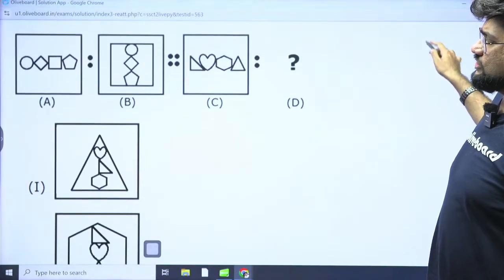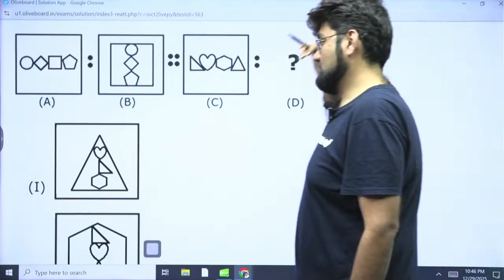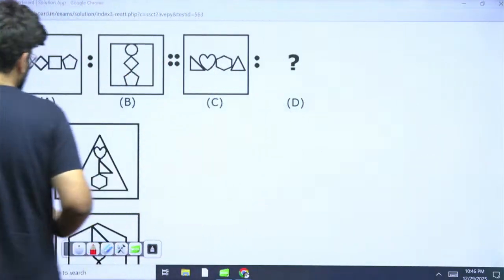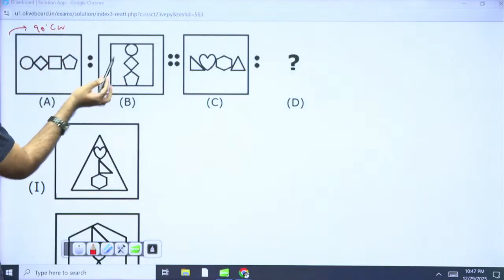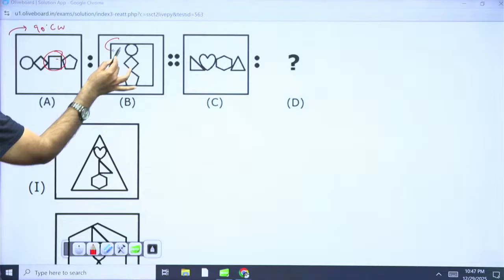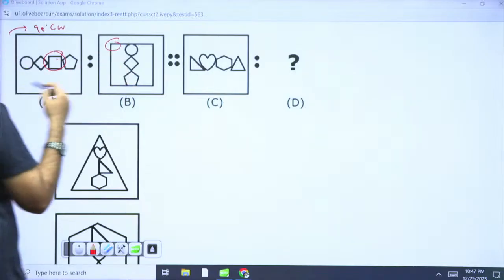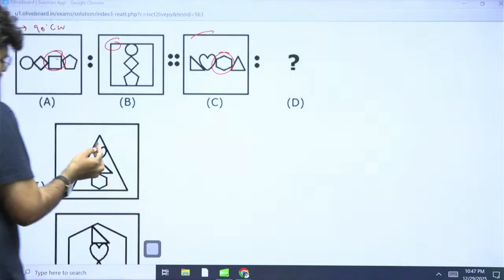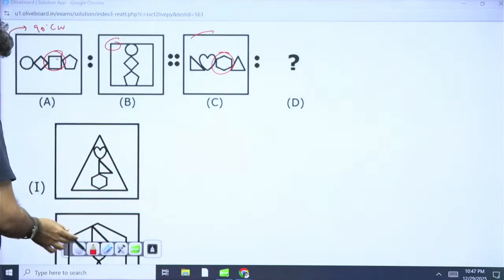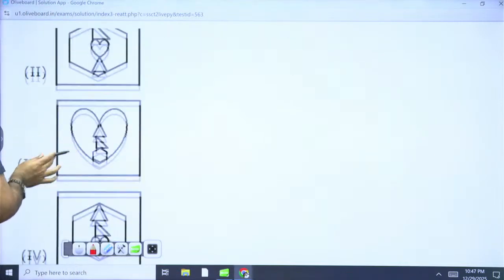Okay, figure analogy. What is happening here? So this whole figure is turning 90 degrees clockwise, and this figure is coming outside here. Okay, so this whole figure will turn 90 degrees clockwise, and this figure, the hexagon, will come outside. So the hexagon will come outside. That means we have this and this.